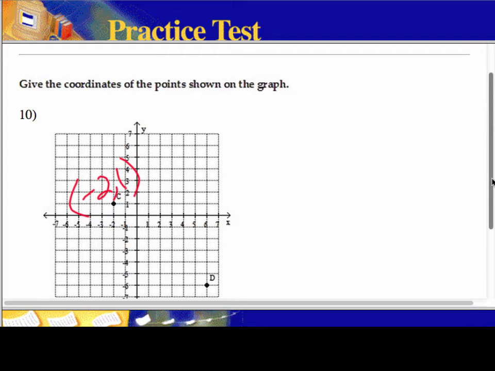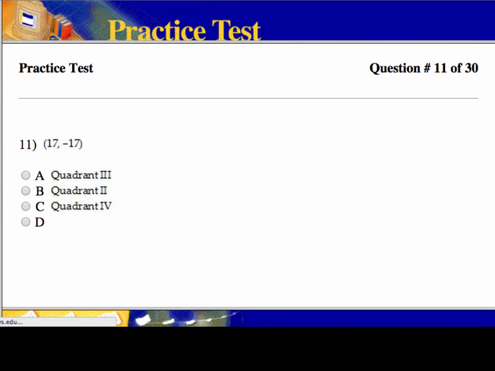Negative 2, 1. No, 4, 6. Negative 6, negative 6. That's an 8? That's a 6. That's a 6. 6, negative 6. 6, comma, negative 6. You know what? We did 10. Now let's do 11.